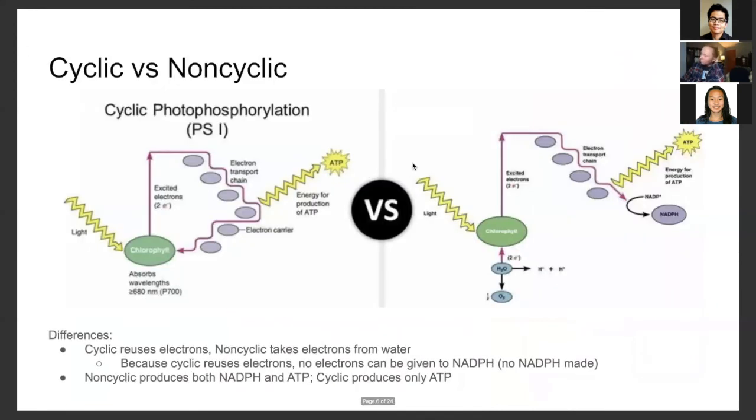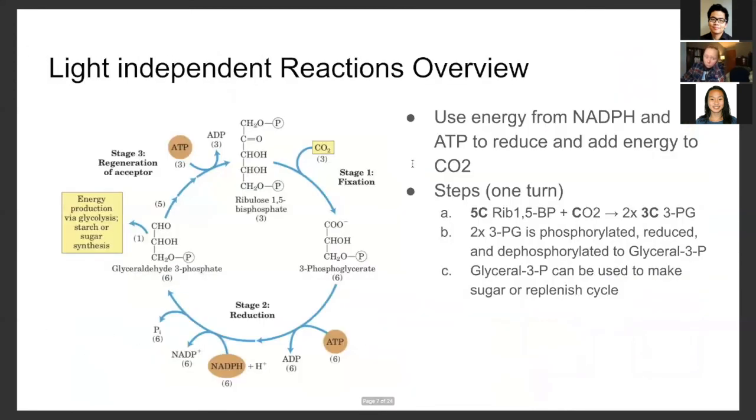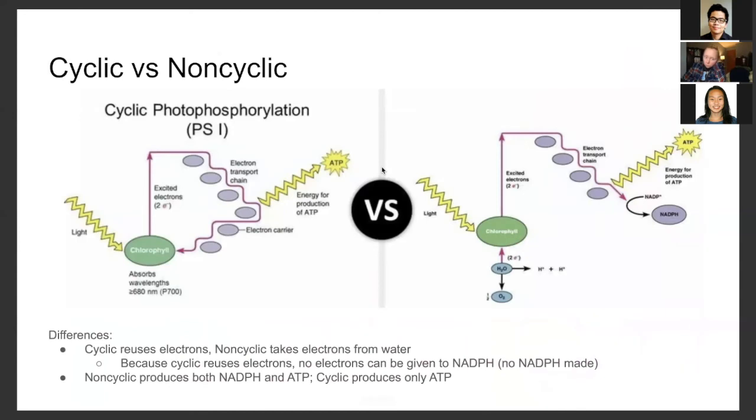All right. I don't have enough time to go over the cyclic versus non-cyclic, but I put information here just in case. Essentially, what you should remember, in my opinion, besides maybe a diagram of this, is the difference in the products. The cyclic pathway of photosynthesis does not use water. This one only produces ATP, which makes sense. Water was important because it gives us the electrons. So if you don't use water, you don't get the electrons.